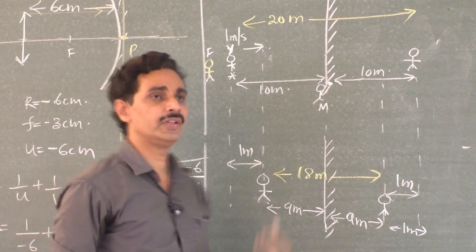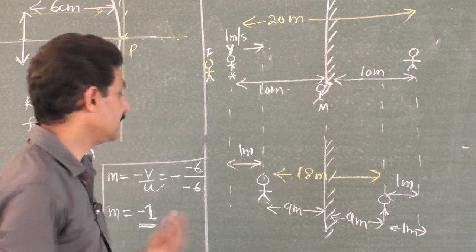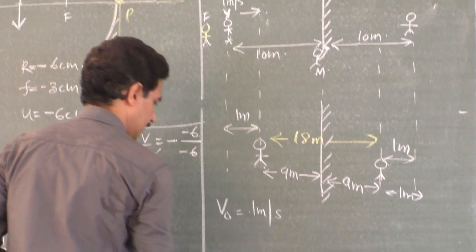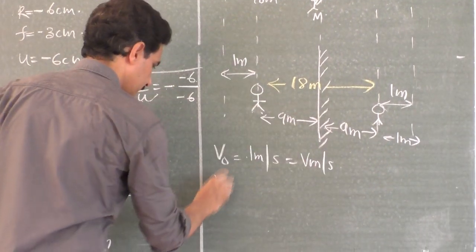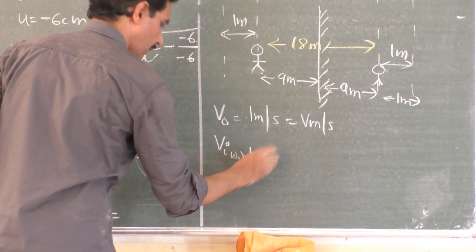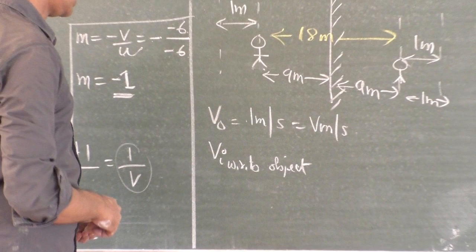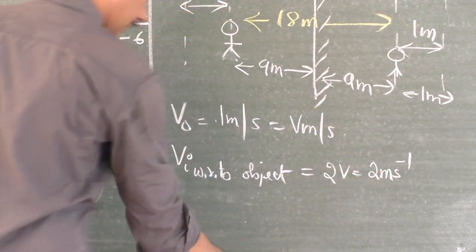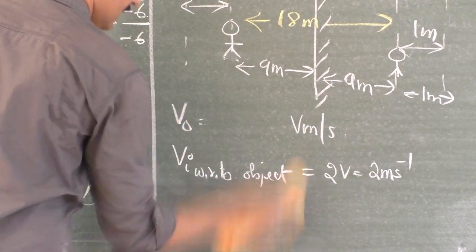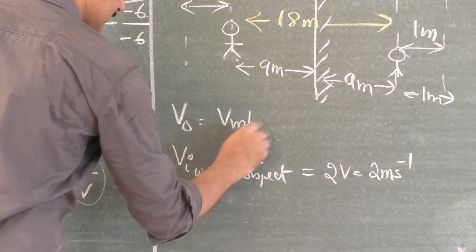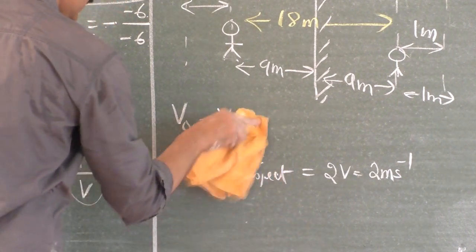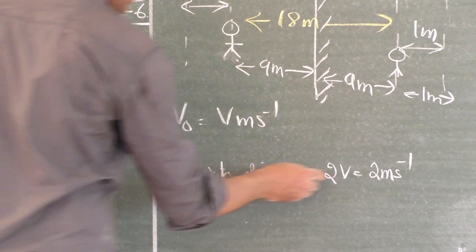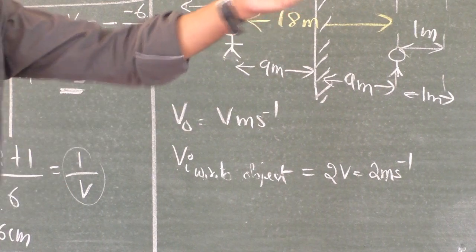So what do you feel? You feel that the image is running towards you at 2 meters per second. So if the speed of the object is v meters per second, then the speed of the image with respect to the object is, and this is very important, equal to 2v, right? That is equal to 2 meters per second. So if an object is moving at v meters per second, then the velocity of the image with respect to the object is 2v meters per second. That means with respect to me, the image is moving at 2 meters per second.